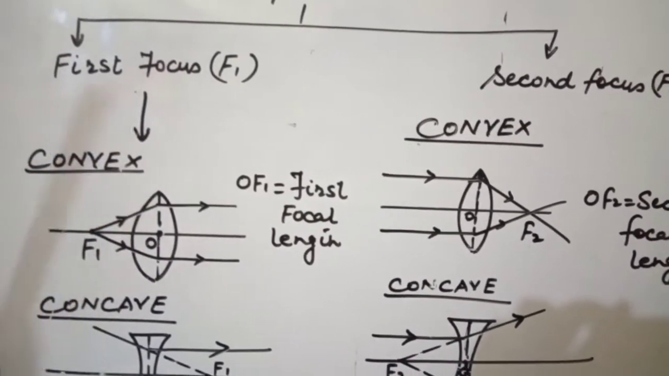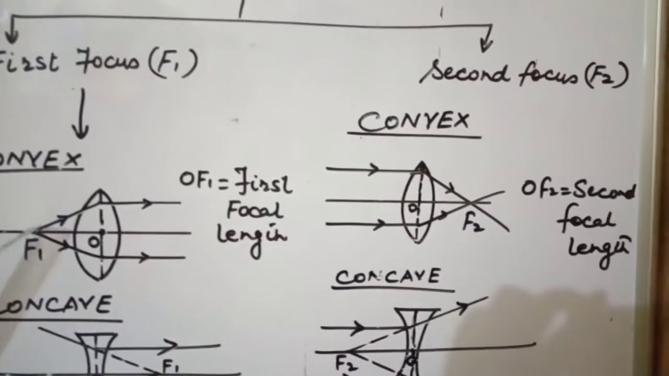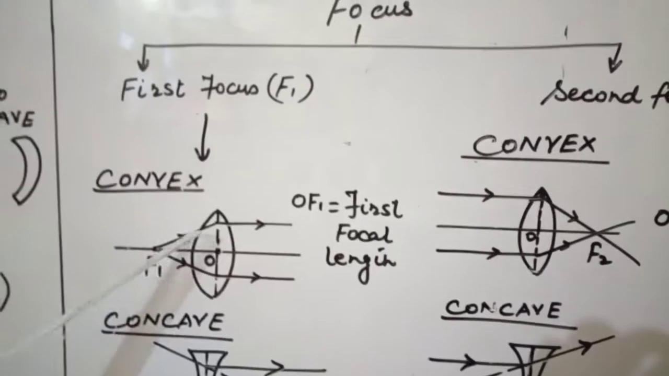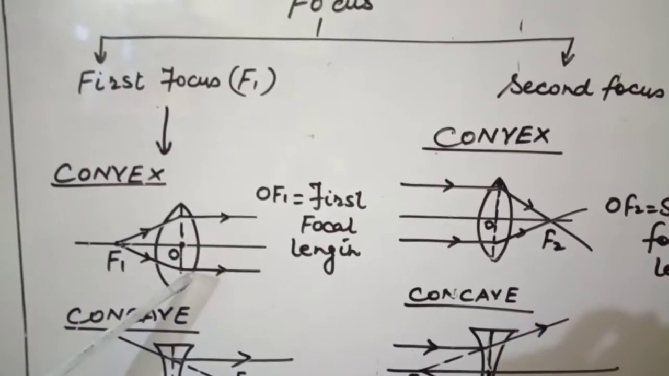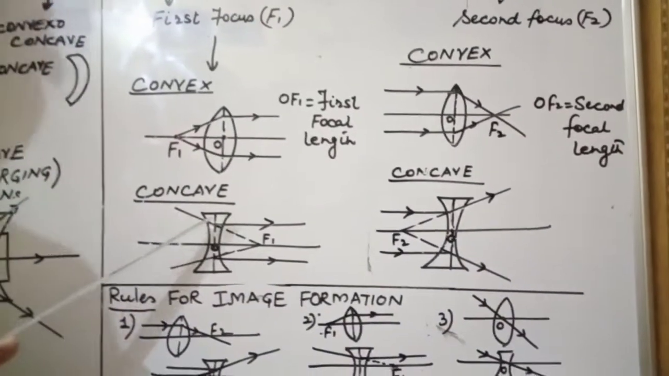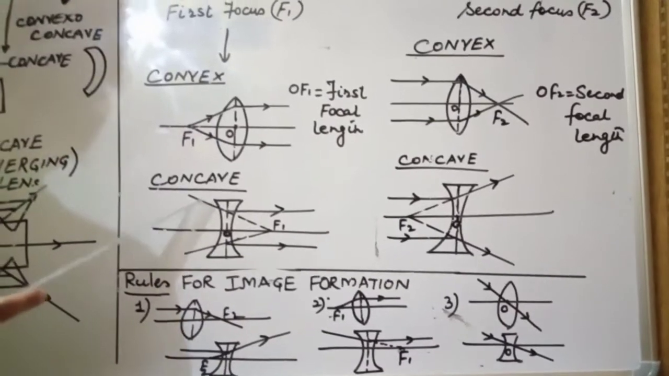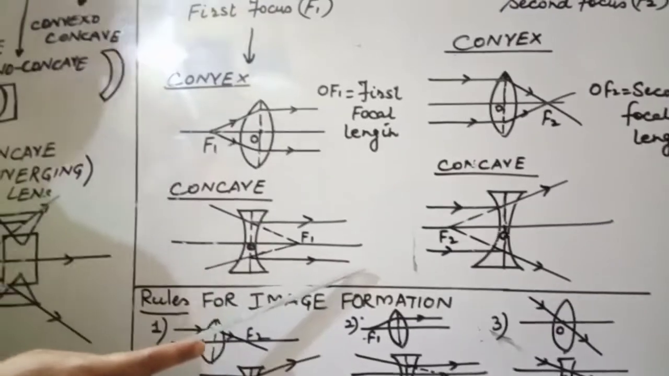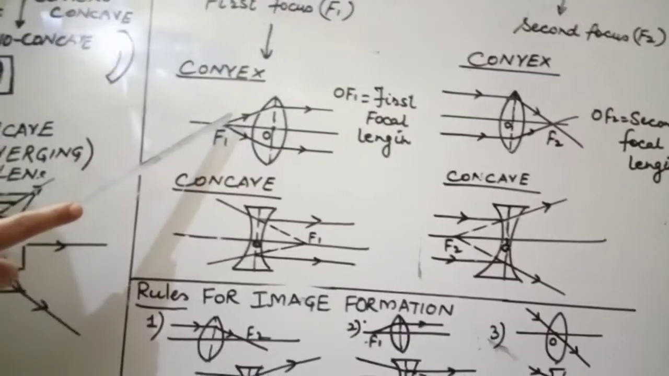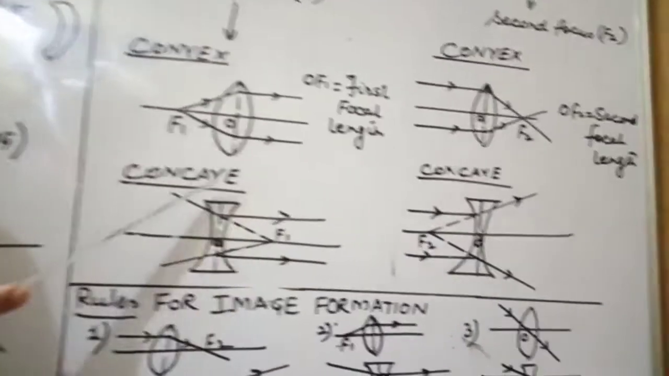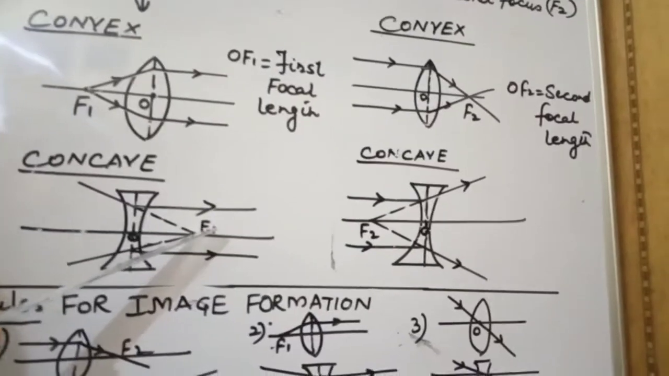Firstly I will consider convex lens. So first focus is the point on the principal axis from which, when any incident ray comes, after refraction it should be parallel to principal axis. This is the condition. But in case of concave lens, when any ray appears to come from this point, after refraction it is parallel to principal axis. So what is the difference? Here the light ray actually comes from this point. Here the light ray appears to come from this point, or this incident ray appears to meet at this point.